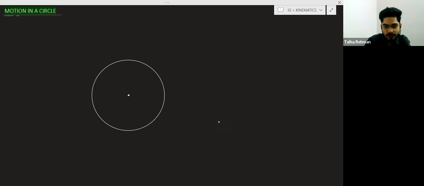Suppose a person here is moving in this direction on this circle. On this circular path, this person is moving. This is the initial position of this person. Okay. This is the initial position.